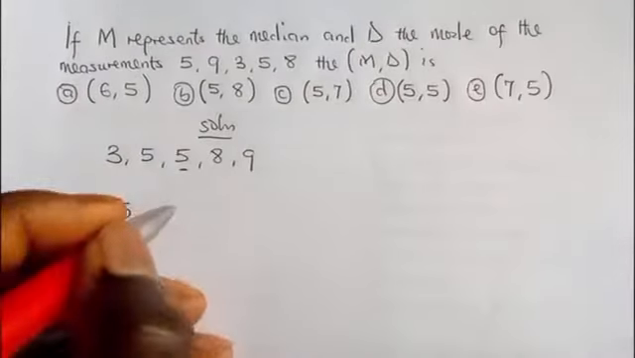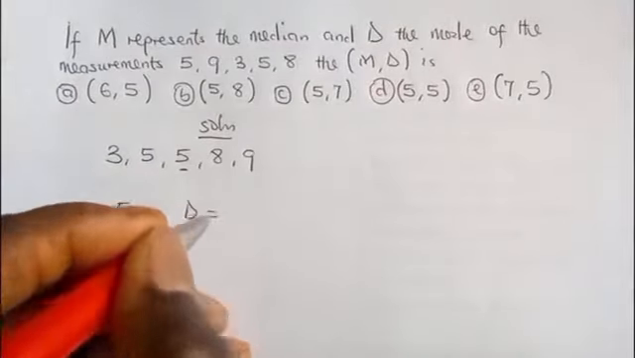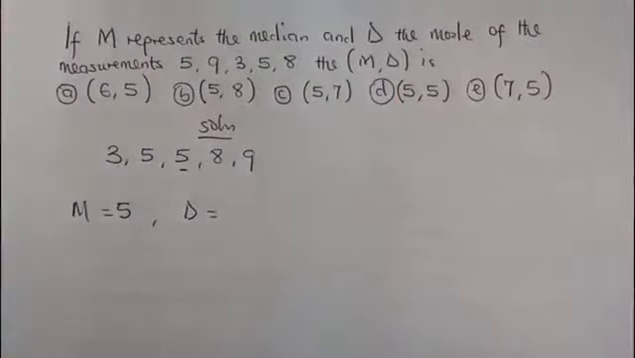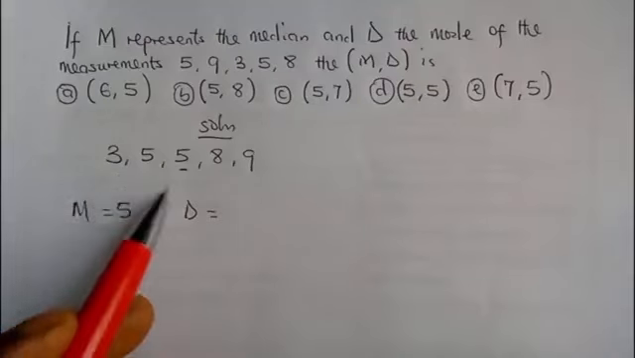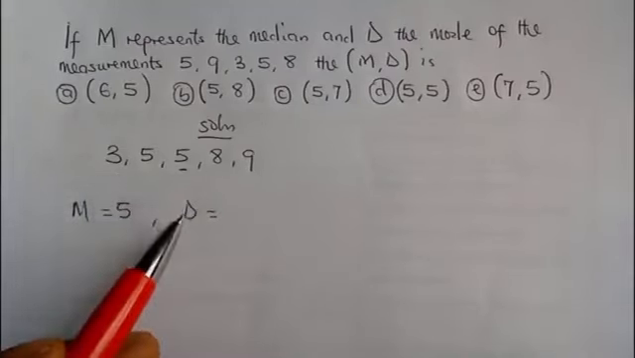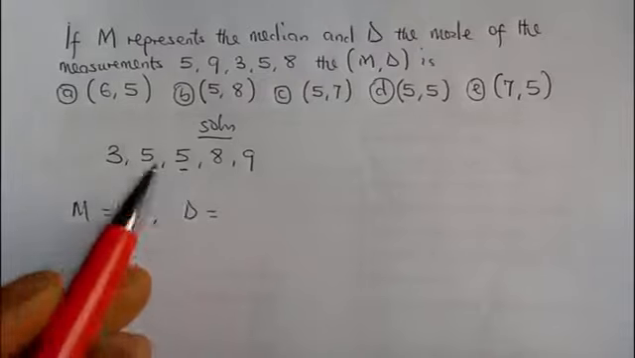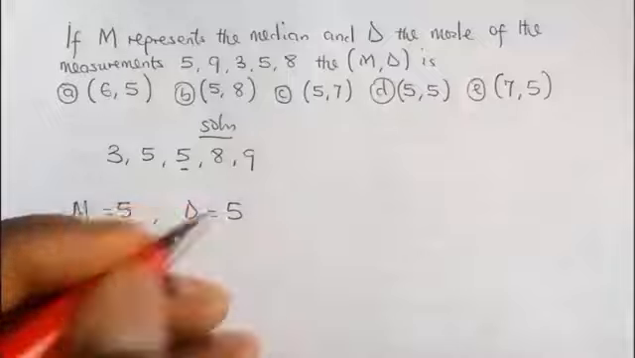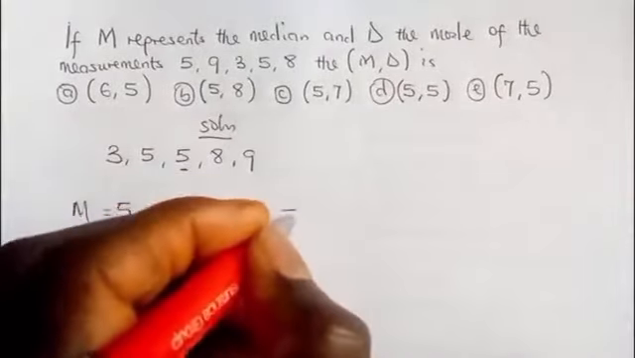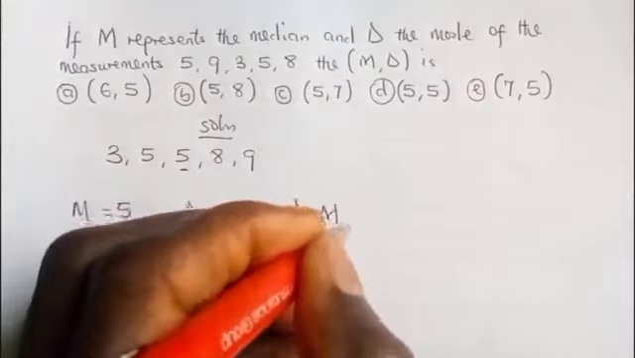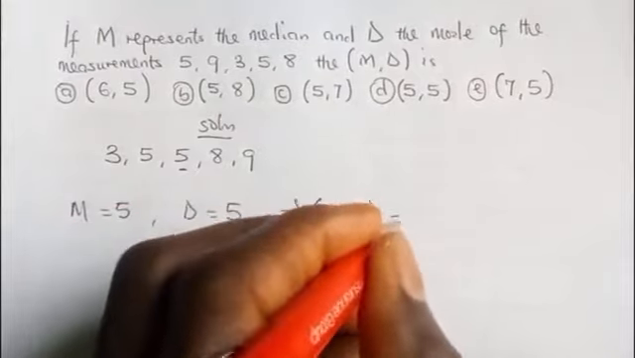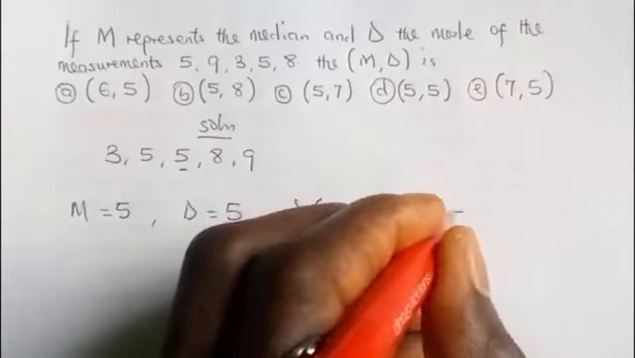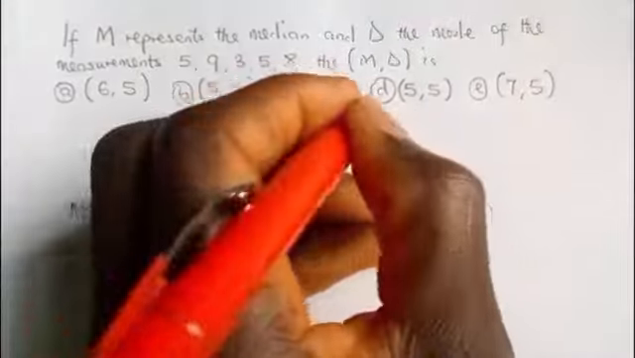And D we are given here as mode. What is mode of a given distribution? Mode simply is the most occurring number in a distribution. So when you look at this measurement 3, 5, 5, 8, 9, the most occurring number here is 5. So D is also equal to 5. From that, it implies that MD is equal to 5, 5, corresponding with option D.